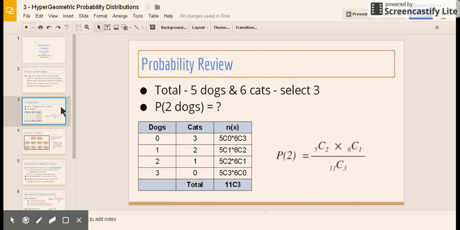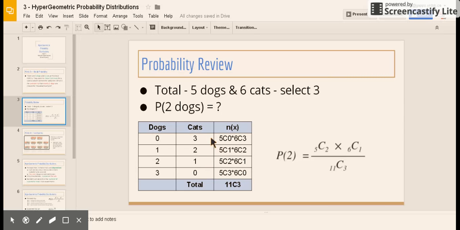All right, so hopefully you remembered how to do this. We are using combinations. If there's 5 dogs and 6 cats in total, and I want to select 3 of them, the different options that I have are 0 dogs with 3 cats. That's one outcome. 1 dog and 2 cats is another outcome. 2 dogs and 1 cat, or 3 dogs and no cats, because I'm selecting a total of 3 animals. Those are all my different outcomes.